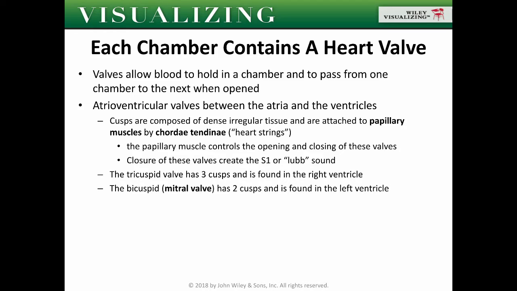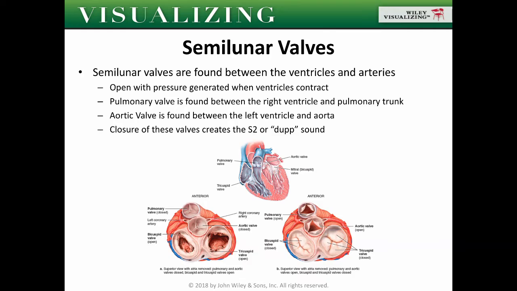So we have your tricuspid valve, with its name tri, so we have 3 cusps, and the bicuspid valve has, of course, 2 cusps, or 2 flaps. So the bicuspid, if you look at some books, it will also tell you that it's also called the mitral valve.